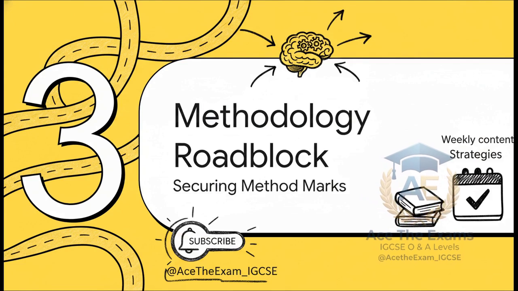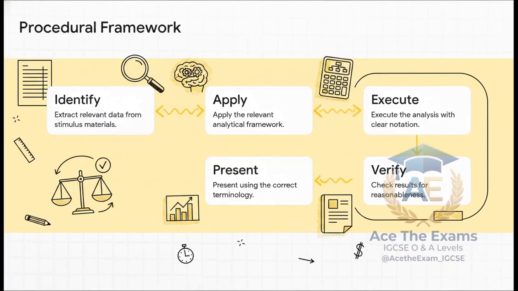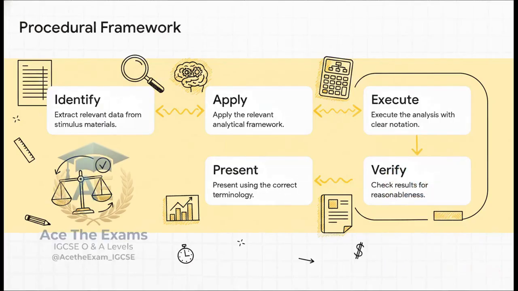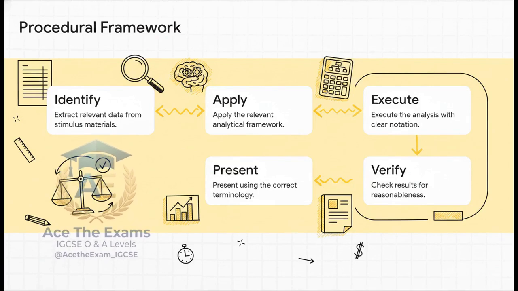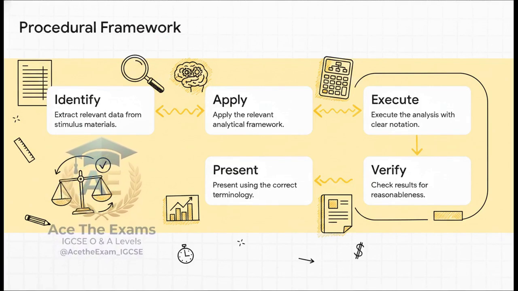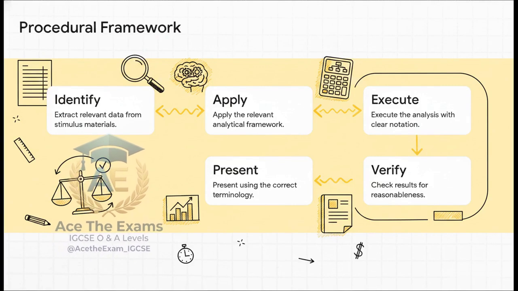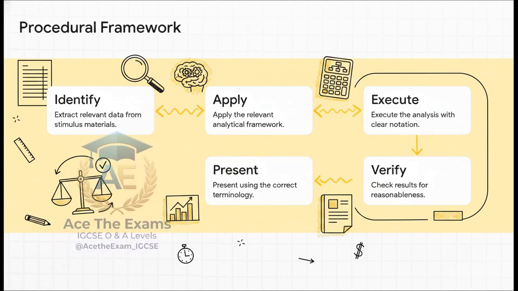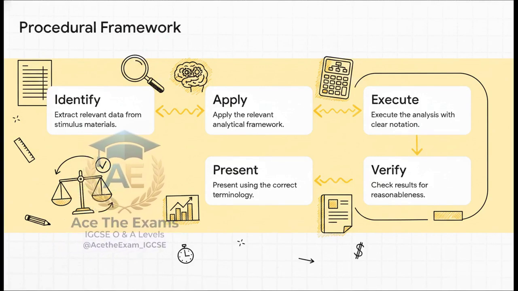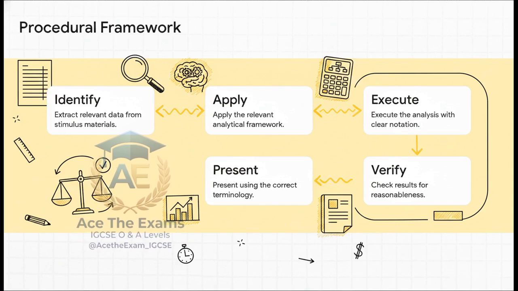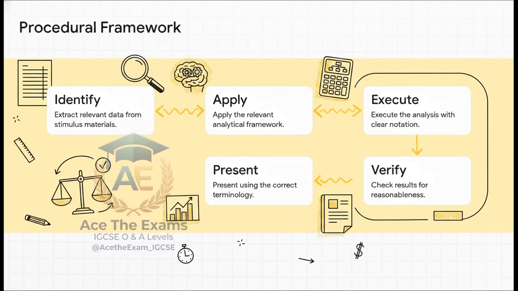Okay, let's get back to dismantling this paper. So, back in our study suite, Alex and Sam have hit a massive timing roadblock. They have the knowledge, they have the evaluation points lined up, but they're taking way too long to format the financial statements, and they are completely losing track of their workings. This is where you need to apply a crucial examiner secret, the method mark strategy.